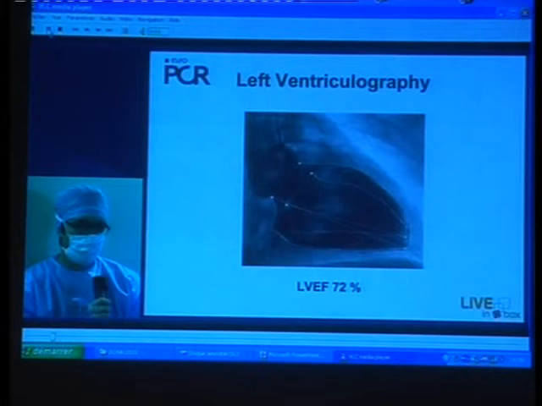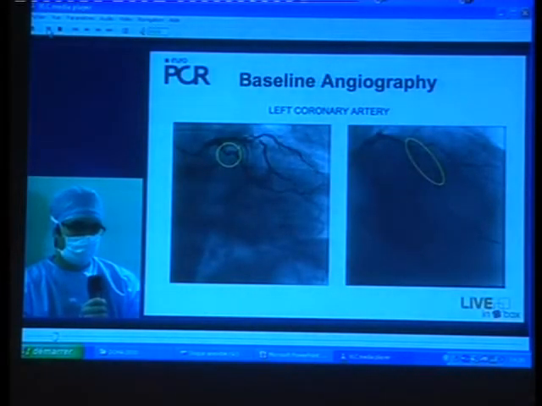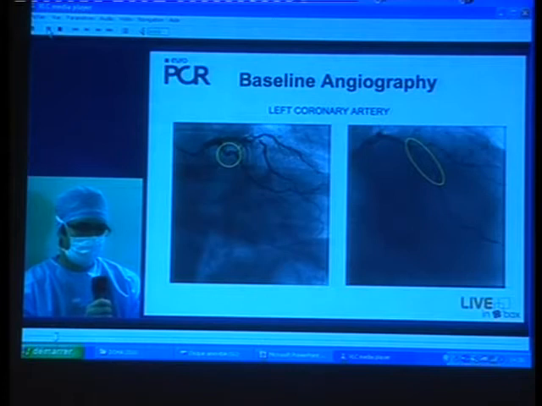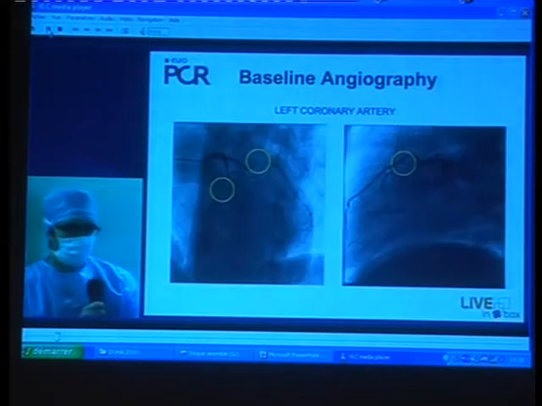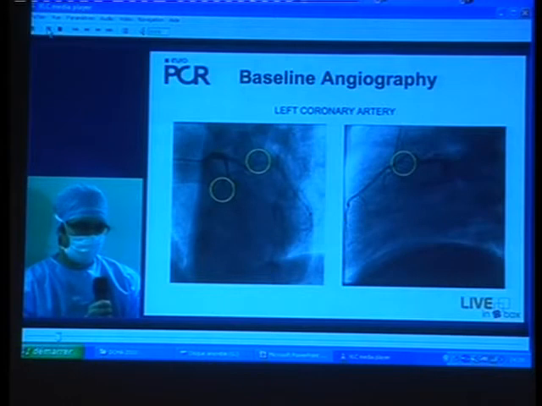The patient was referred to the cath lab. On the left ventriculography, we have a normal left ventricle function. On the left coronary artery, we can observe two different lesions. A first long and severe lesion on the mid part of the LAD. We can also observe a second, intermediate lesion on the left circumflex.